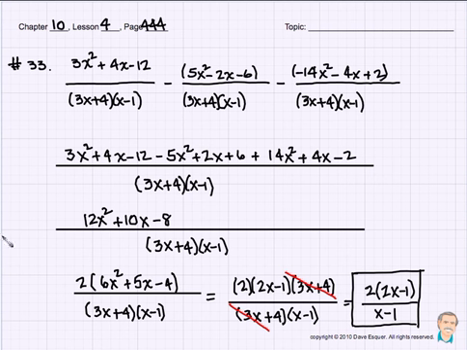We go slow, they look complicated, but if we break them down and we use our box method, things work out.